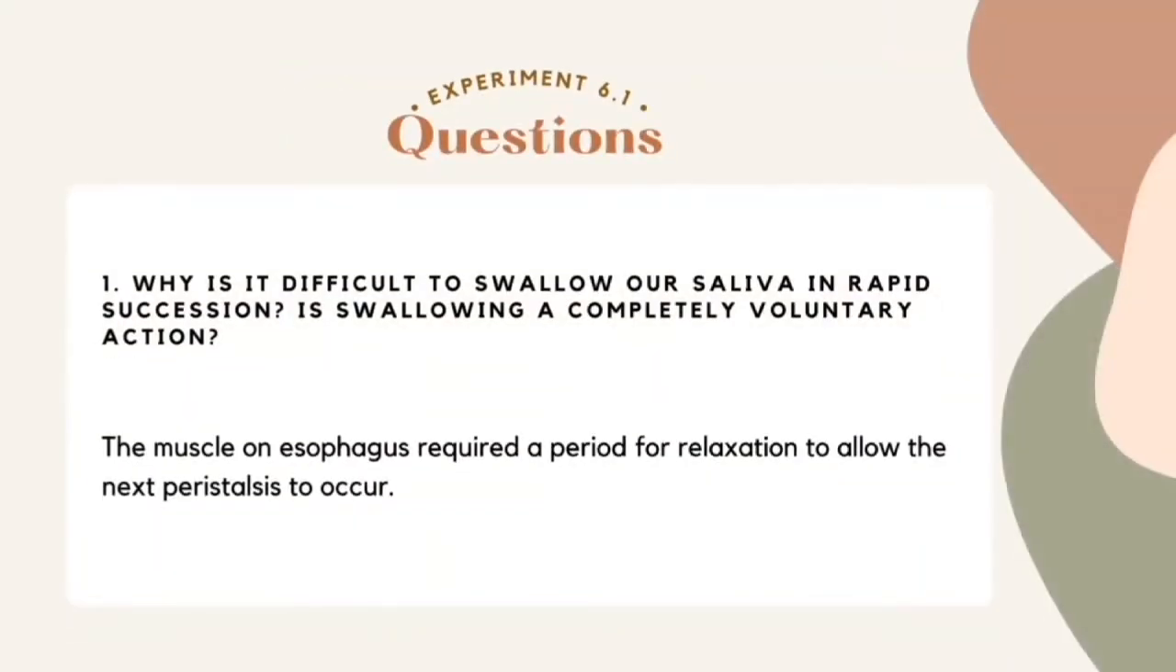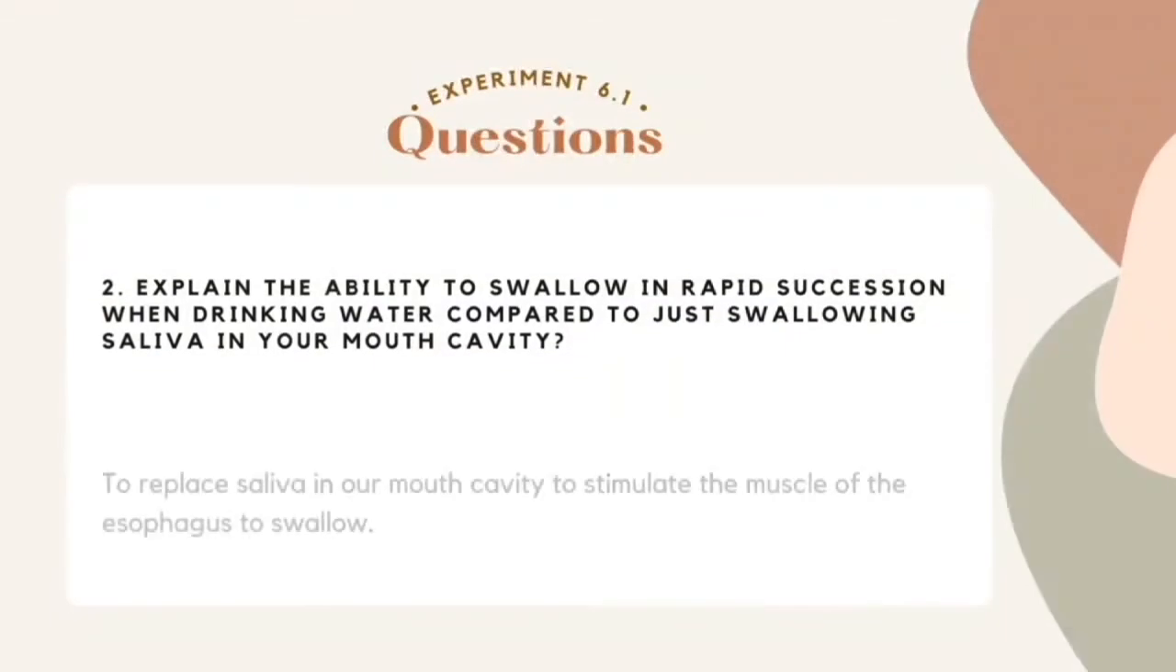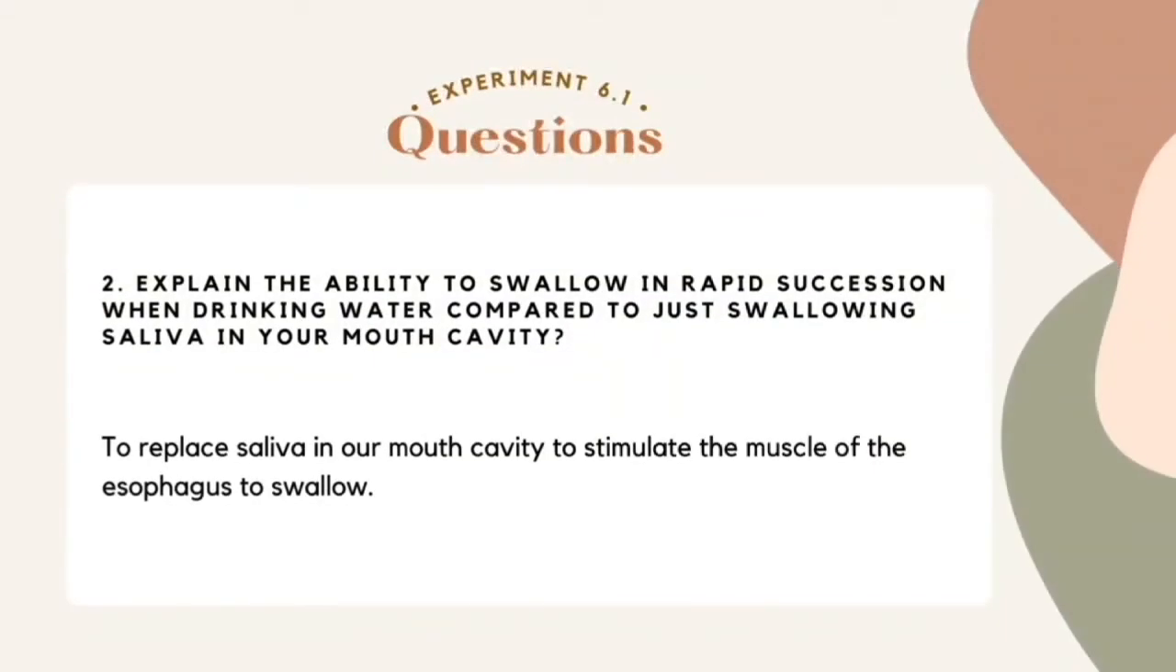Alright, so let's move to the questions for experiment 6.1. Why is it difficult to swallow our saliva in rapid succession? Is swallowing a completely voluntary action? The answer is, the muscle of the esophagus requires a period for relaxation to allow the next peristalsis to occur. The second question is, explain the ability to swallow in rapid succession when drinking water compared to just swallowing saliva in your mouth cavity. It is to replace saliva in our mouth cavity to stimulate the muscle of the esophagus to swallow.